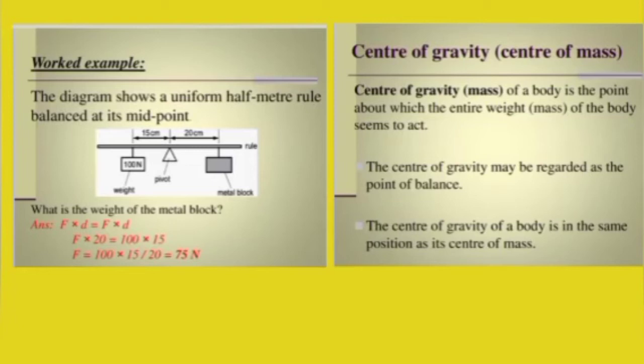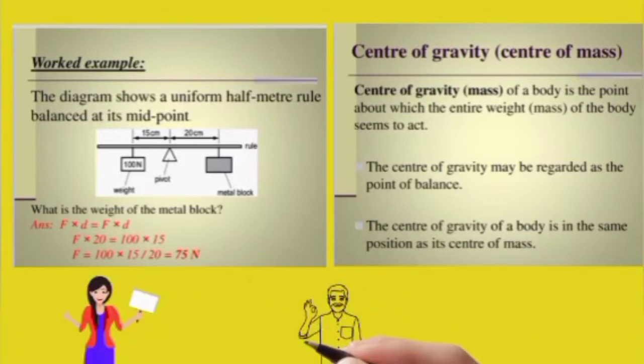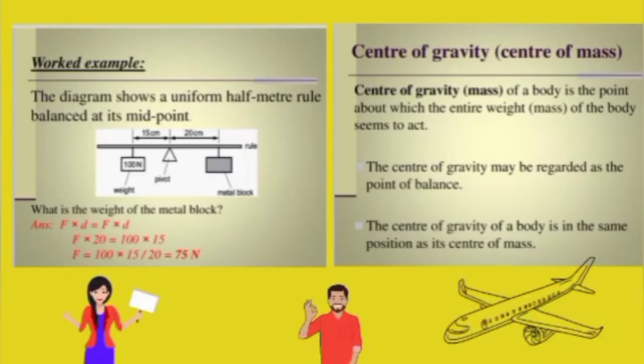How do we determine the force of the metal block? We use the principle of moments, force times distance, that is, the sum of clockwise moments equals the sum of anticlockwise moments. So when we consider the force and its distance about the pivot, it must balance the force and distance about the opposite side. When you do that simple algebra, you will get the force of 75 Newton.